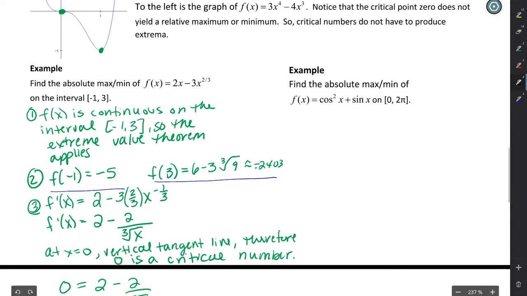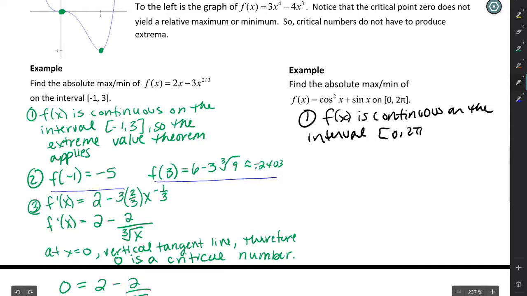So the first thing we have to do is make sure it's continuous. Cosine squared is continuous, sine is continuous, so their sum is continuous. So f of x is continuous on the interval 0 to 2 pi. So the extreme value theorem applies.